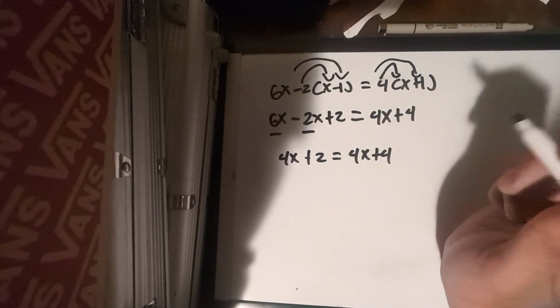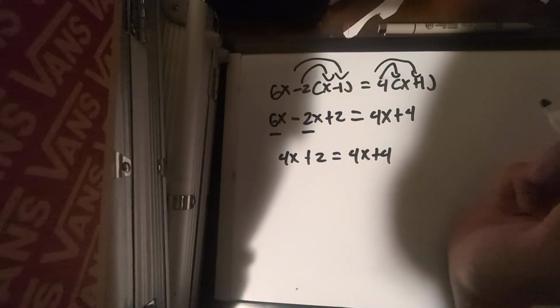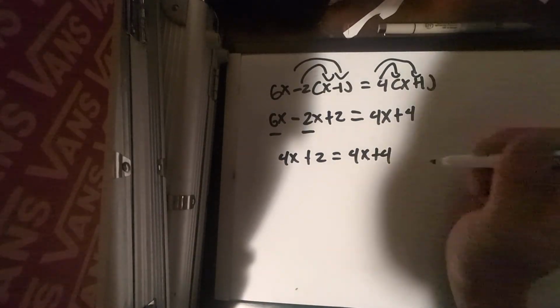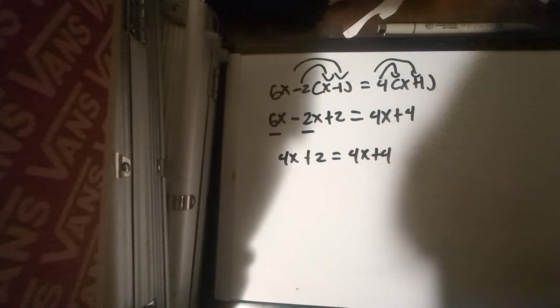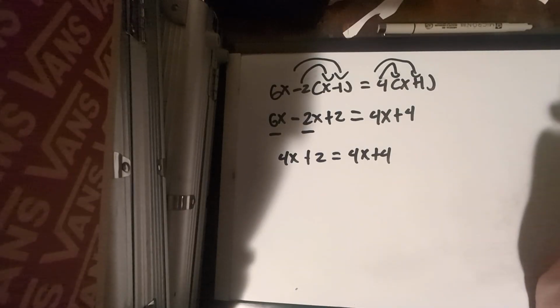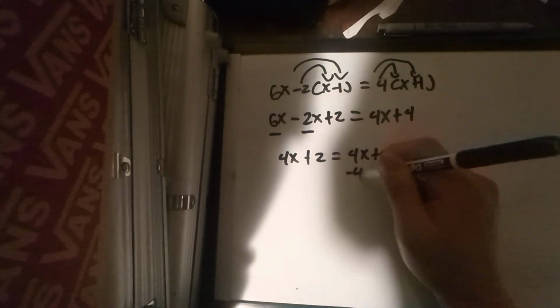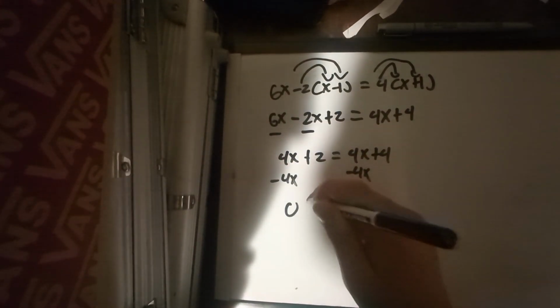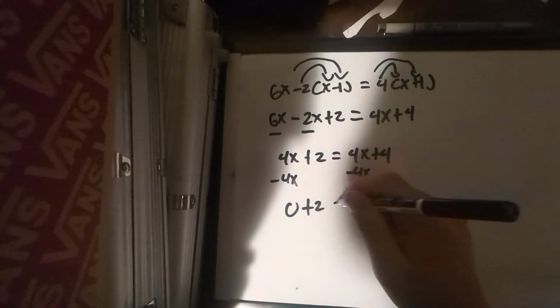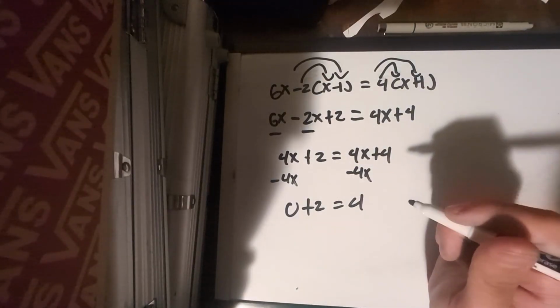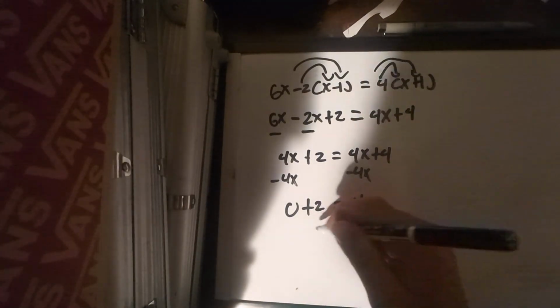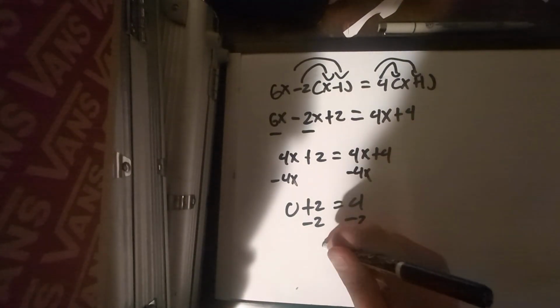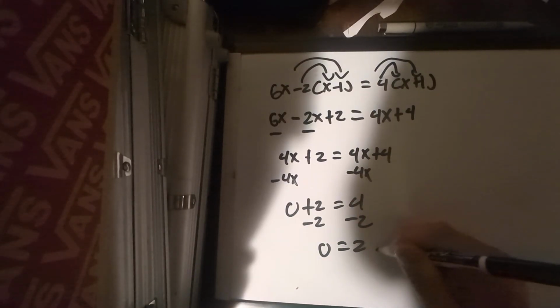We do want to move this x value over to one side and the whole numbers on the other side. So we're going to move this 4x over first. We're going to minus 4x. Minus 4x, that gets us 0. So 0 plus 2 equals 4. What? Doesn't make any sense. Well, let's go ahead and finish the problem anyways. Minus 2, 0 equals 2.